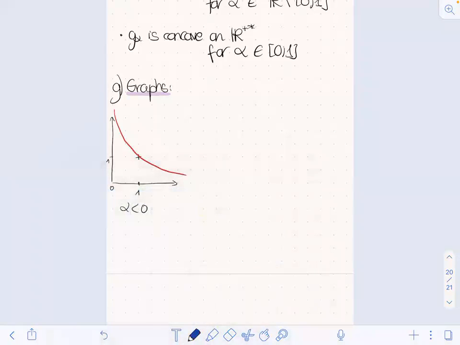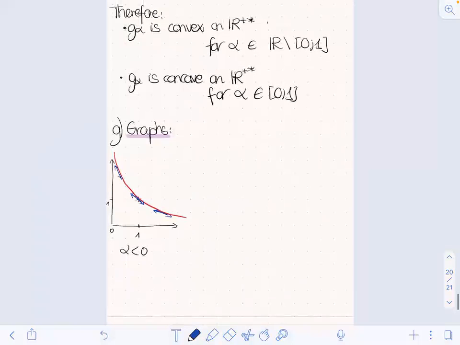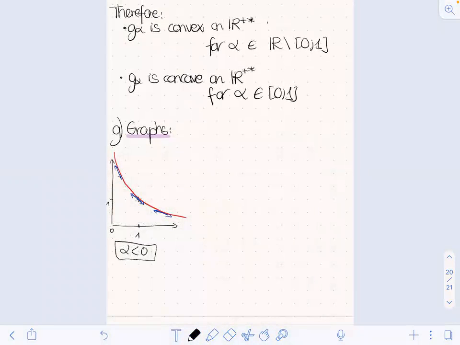And you can see that it's convex because it's above all of its tangents. So if you draw a tangent to the curve that I've just drawn at 1, for example, you get something like this. All of its tangents are to the left-hand side of the function. So that's the case where alpha is smaller than 0.